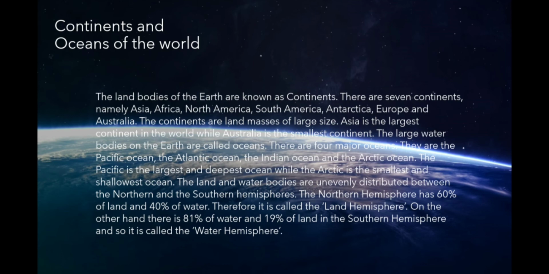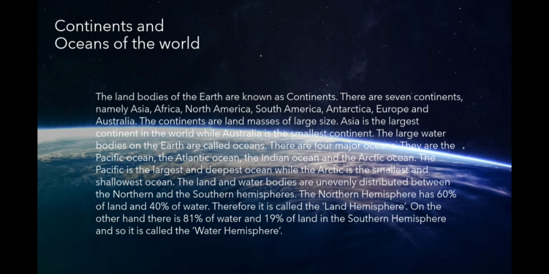Next, land and water bodies are unevenly distributed between the northern and the southern hemisphere. The northern hemisphere has 60% of land and 40% of water. Therefore, it is called the land hemisphere. On the other hand, there is 81% of water and 19% of land in the southern hemisphere, and so it is called the water hemisphere.